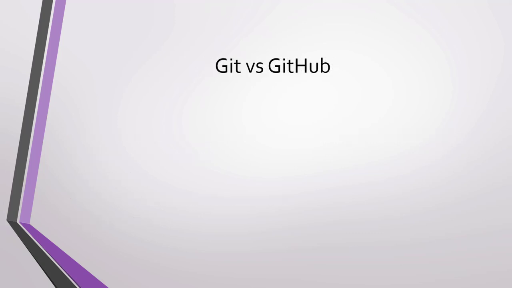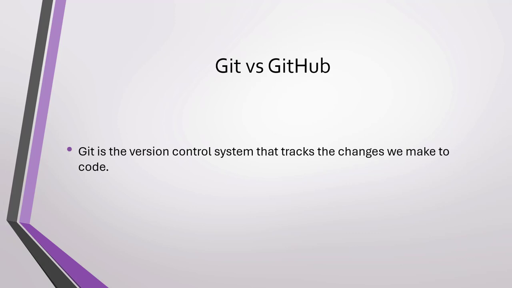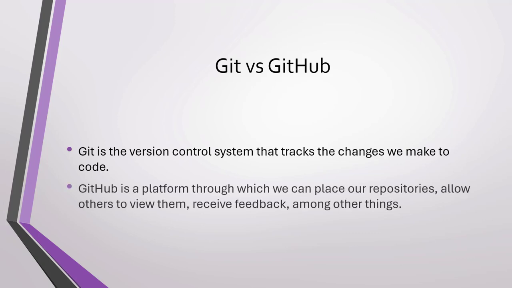So, in summary, Git is the version control system that tracks the changes we make in the code, while GitHub is a platform through which we can place our repositories, allow others to see them, receive feedback, among other things. In short, GitHub is basically the default platform to carry out collaborative software development using Git. We will talk more about GitHub later in this course. For now, we will continue with Git.